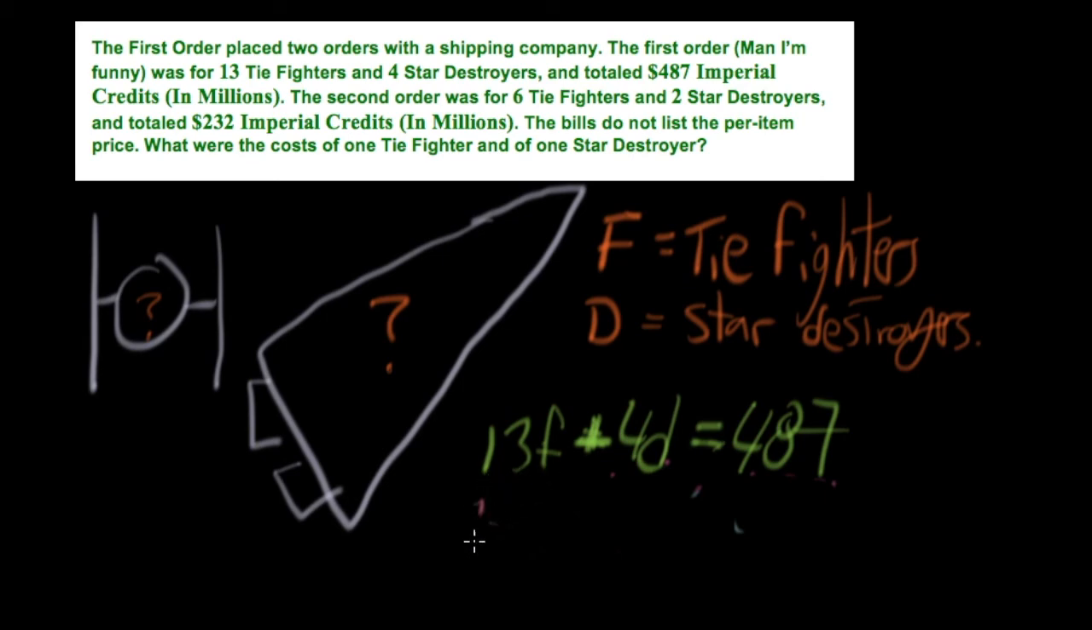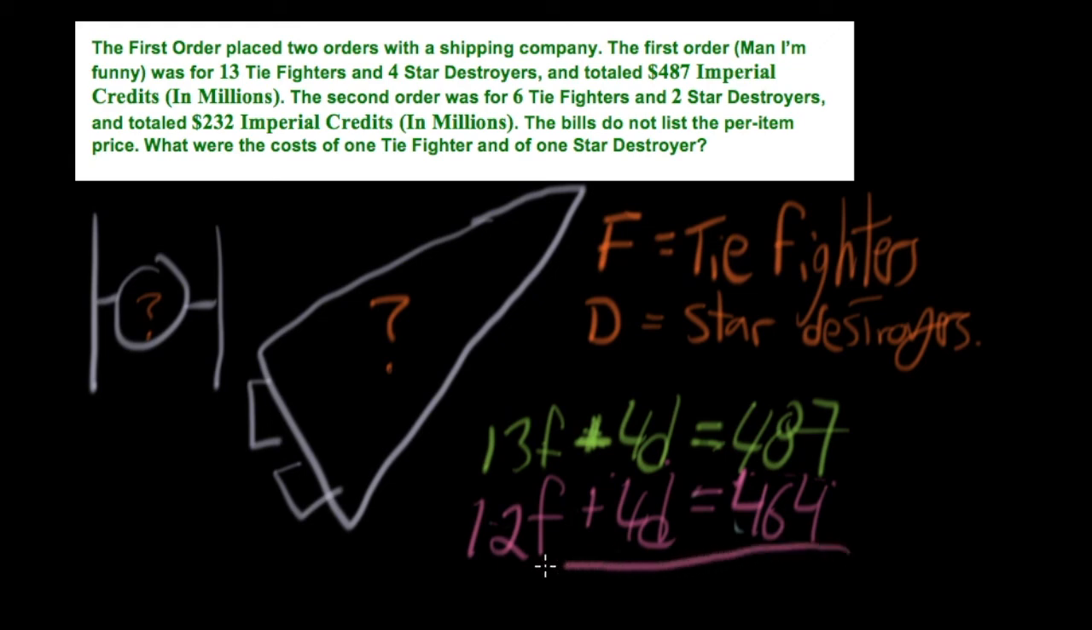So if I doubled everything, I would have 12 TIE fighters, and I would have 4 Star Destroyers, and that would have equaled, I believe, 464. Okay. Are you going to add or subtract? What are you going to do? I'm going to subtract. 13 minus 12 is just going to be 1F. I like that. 4 minus 4 is going to be 0.